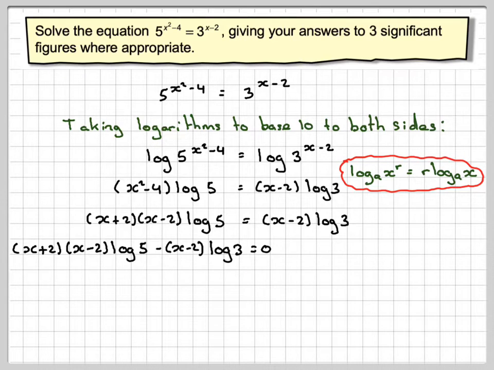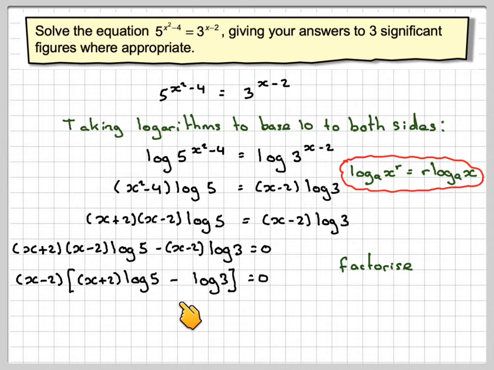Now we take out a common factor of x minus 2. So we get (x minus 2) times (x plus 2 log base 10 of 5 minus log base 10 of 3) is equal to 0. So either x minus 2 is equal to 0, x is equal to 2, and you can very easily see that's a solution because 2 squared is 4, take away 4, it gives you 5 to the 0, which is 1. 2 take away 2 is 0, 3 to the 0, which is also equal to 1. So you can very easily verify that that is a solution.